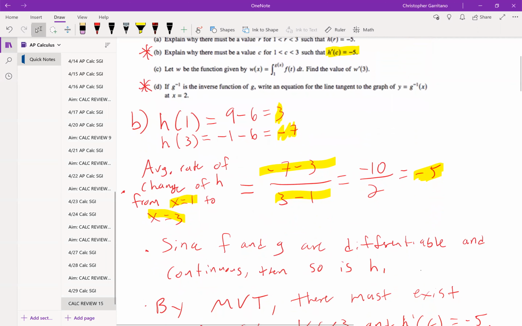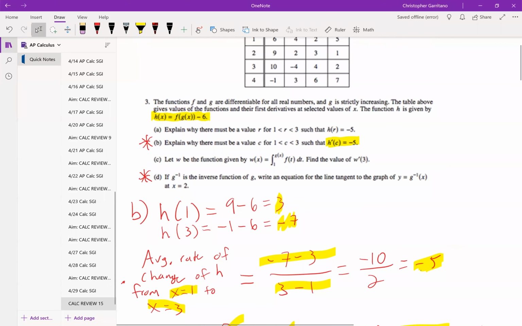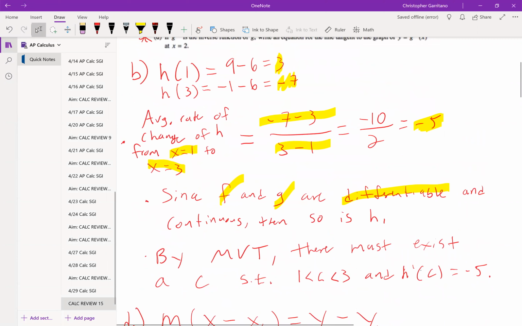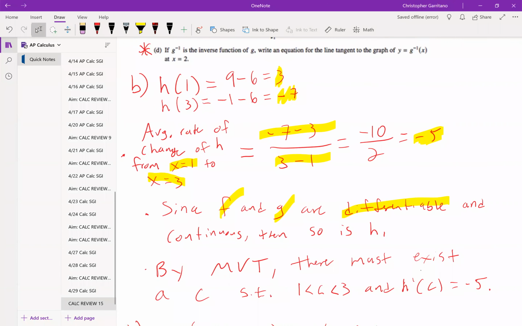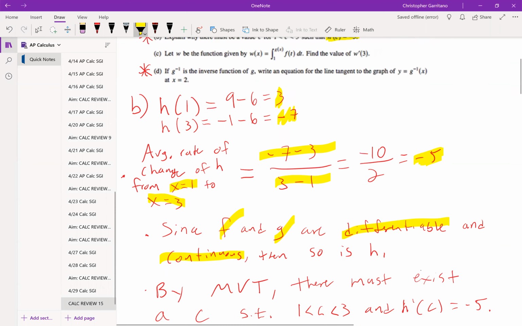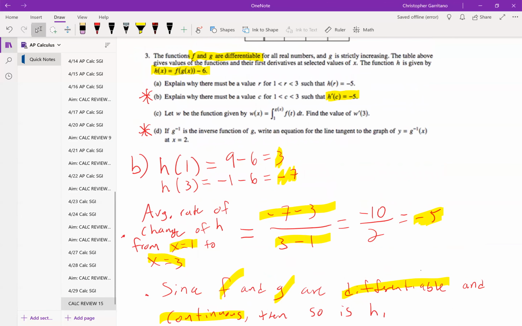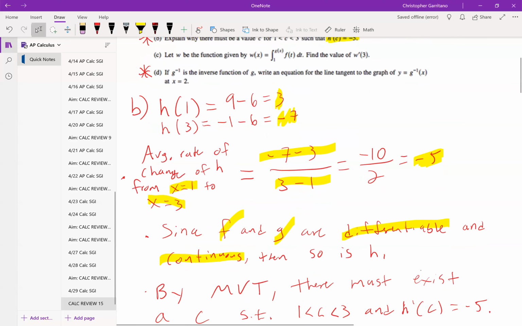So since f and g are differentiable, which we are told here, since they're differentiable, they are also therefore continuous. And since h is just a composition of these two functions and also a constant, this means that h is also differentiable and continuous, okay? So this is a necessary statement. All of the work that I'm highlighting is basically necessary work.